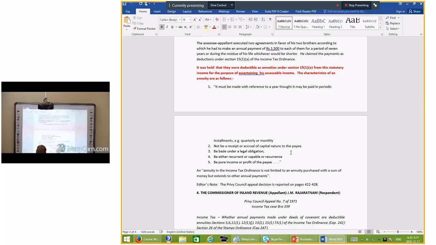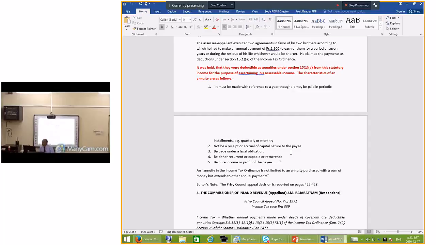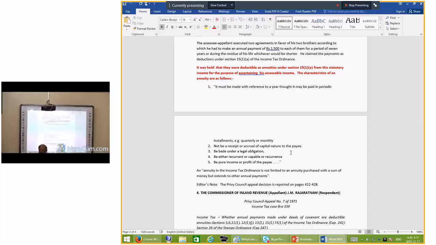If the income is 100,000, in those days the tax threshold was 100,500. According to the current law, if the amount is 600,000, the recipient has to pay tax on it as annuity income, right? That is why the court decided it must be under a legal obligation, either recurrent or capable of recurring, but the income or profit of the payee. The pure income or profit of the payee. Under section 3F, annuities become profit and income, right?